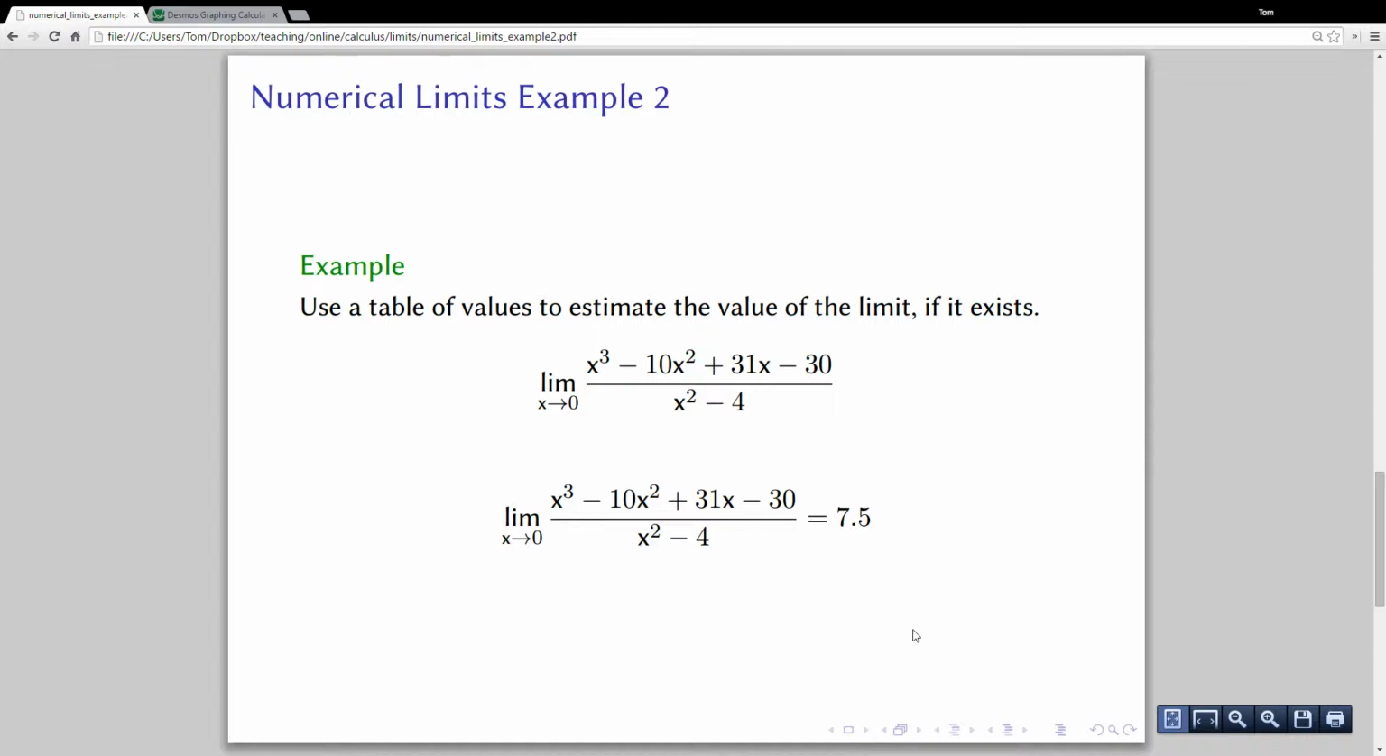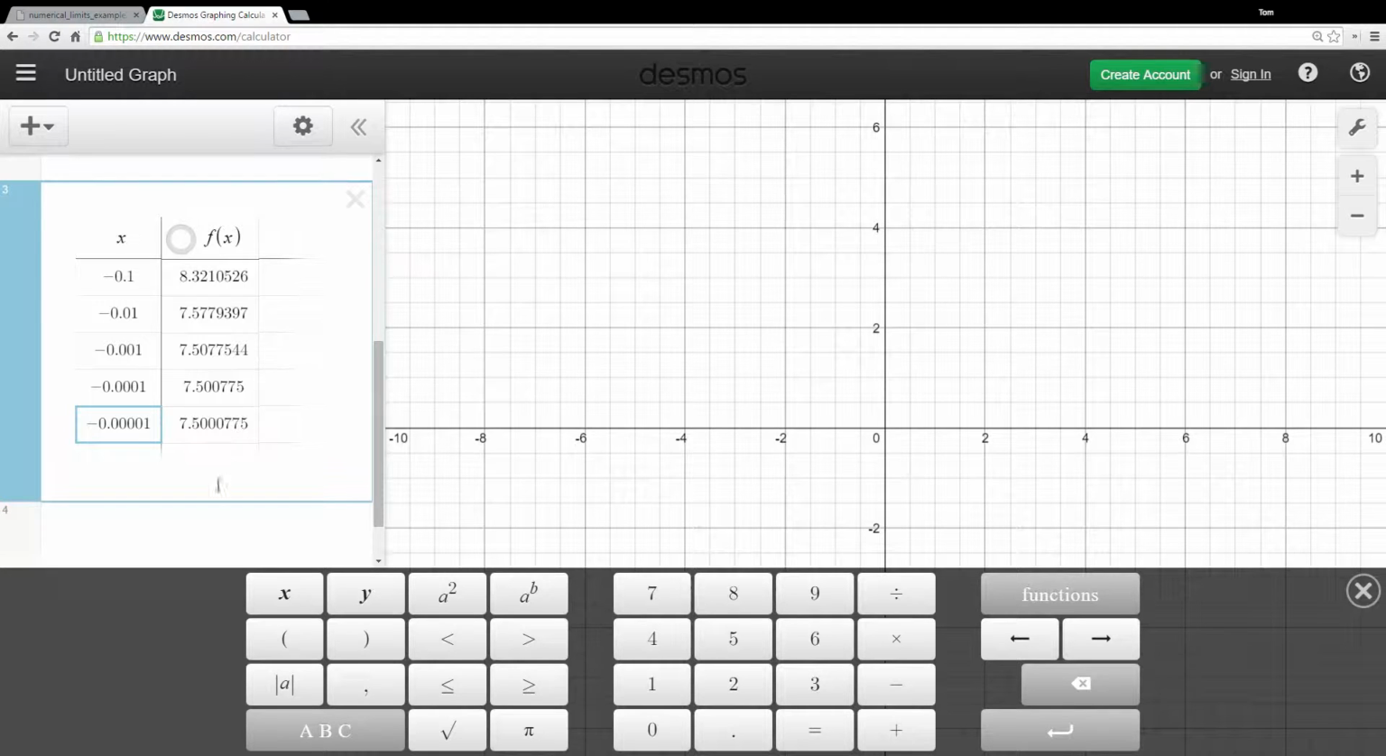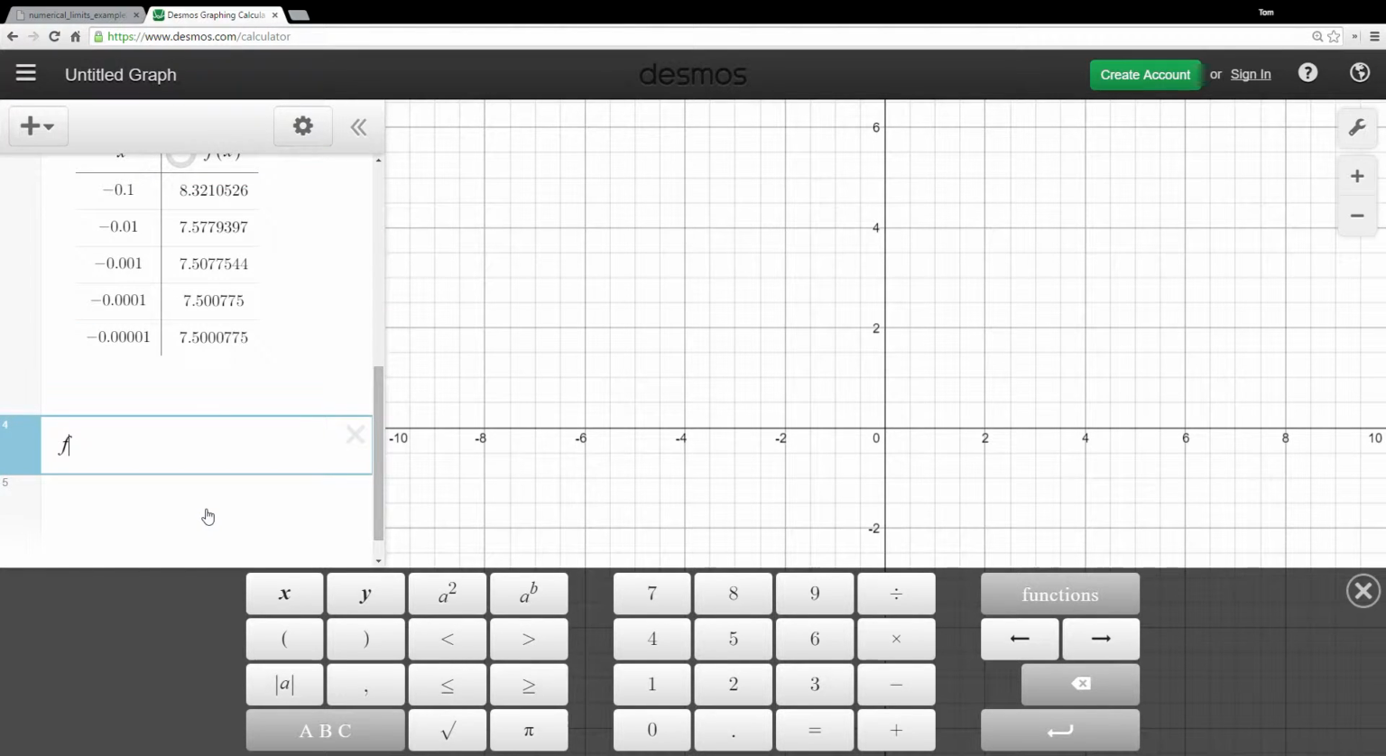In this example and in the previous example, example 1, both of the values that we got were the same as what we would have if we plugged 0 into the function. You can easily check that in Desmos. If you plug in f of 0, that takes 0 and plugs it into this function, and we can see that indeed we get 7.5.